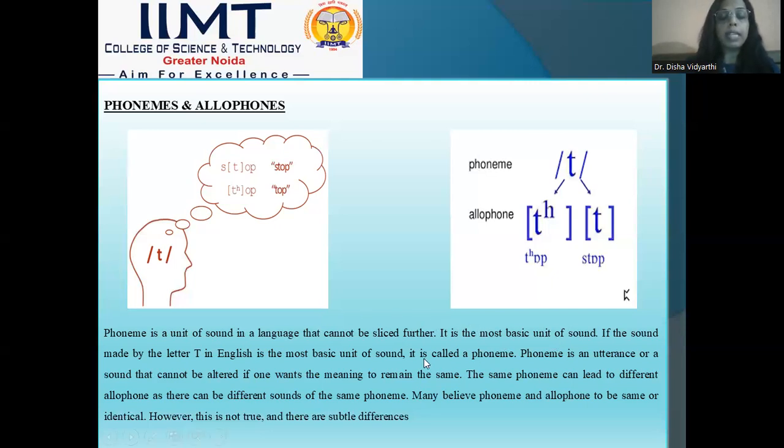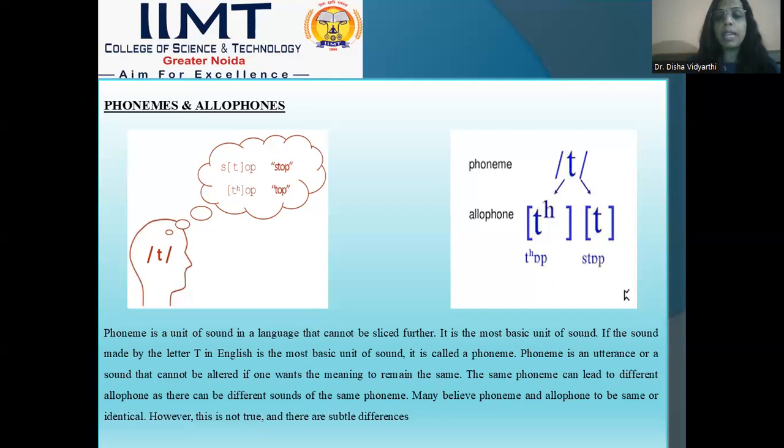If the sound made by the letter t in English is the most basic sound unit, it is called a phoneme. A phoneme is an utterance or a sound that cannot be altered. Altered means it cannot be changed. P is p, you cannot change it. If you change the sound, it means you're changing the phoneme. Like A cannot be B, B cannot be C. A is A, B is B. They have separate individual identities. And if you change the sound, you're changing the meaning, you're changing the spelling. So it is a very basic and natural understanding that the smallest sound unit is a phoneme, because it cannot be sliced, divided, or altered further.